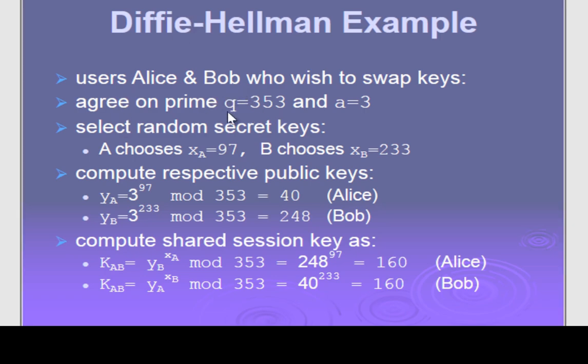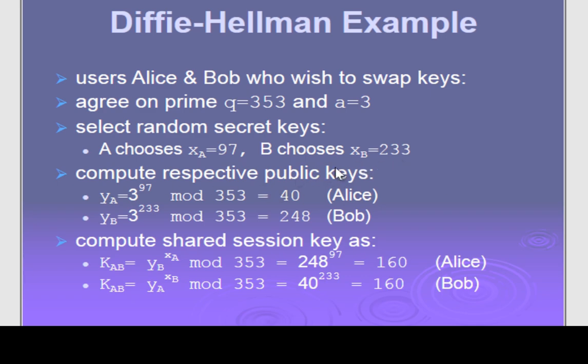Both agree on Q equal to 353 and A equal to 3. First of all they have to agree on these two values. These two values are known to anyone, even the opponents, because they are transmitted in the network. Even though the opponents know these values, they cannot find out the session key, because the session key depends on the private keys they had chosen, which are not known to the opponents. So A chooses his private key 97 and B chooses his private key 233.